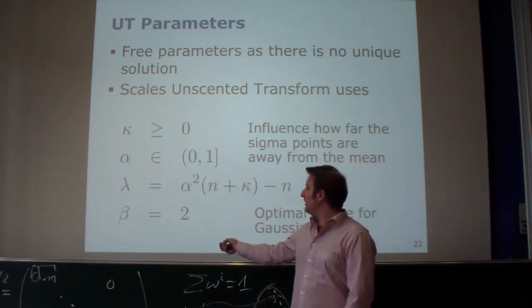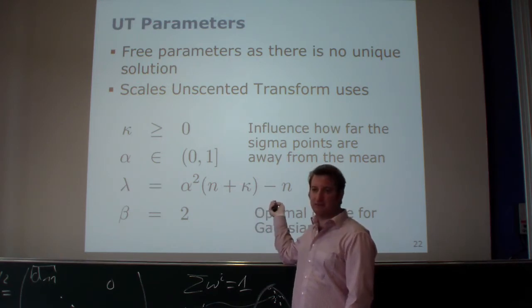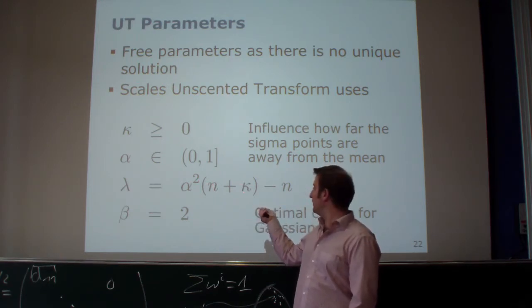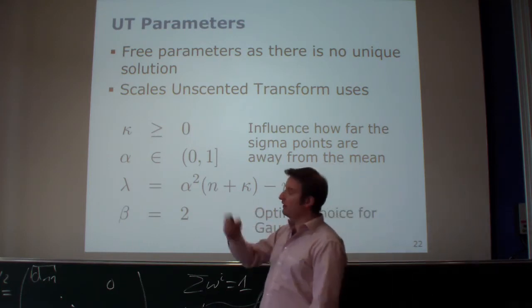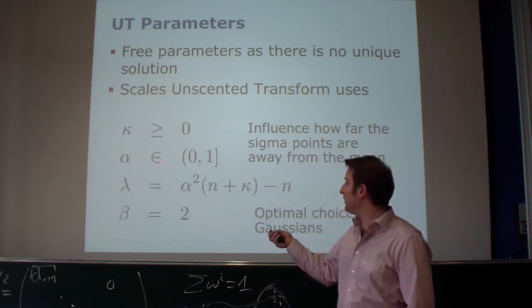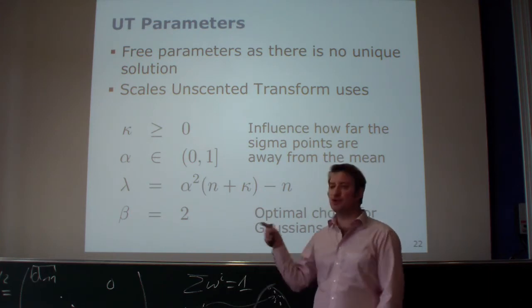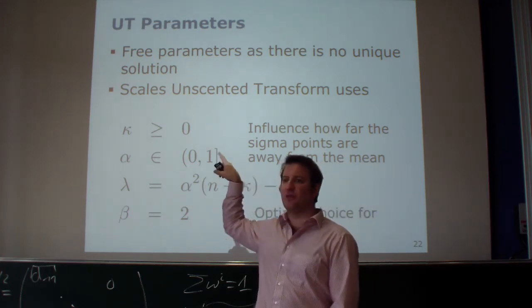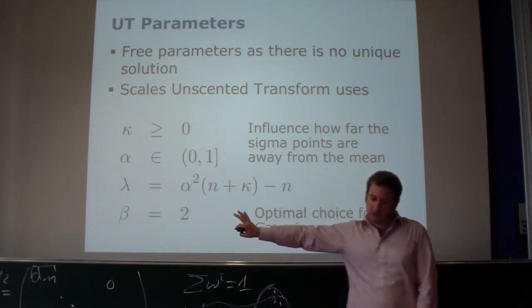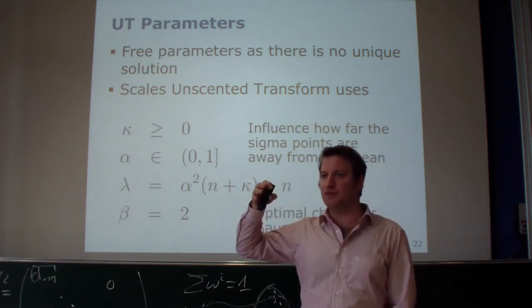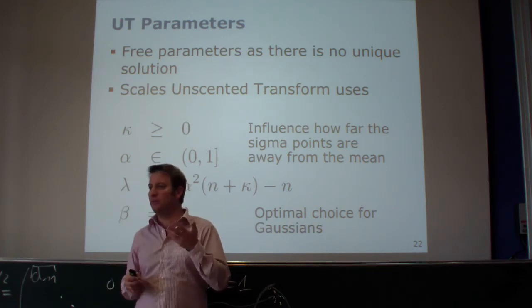So we have our original parameter lambda, which now consists of the parameter alpha squared times n plus kappa, minus n, where n is the dimensionality, so we obtain here two parameters, kappa and alpha. Kappa has to be greater or equal to zero, and alpha needs to be bigger than zero and smaller or equal to one. And we have a second parameter, beta, which appeared in one of the computations for the weight for the covariance matrix. If you set it to 2, it's the optimal choice for the Gaussian distribution. It can be used to cover higher order moments of the distribution. The first moment and the second moment are the mean and the covariance. There are higher order moments for distributions.